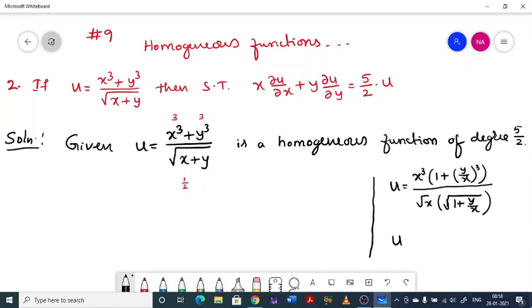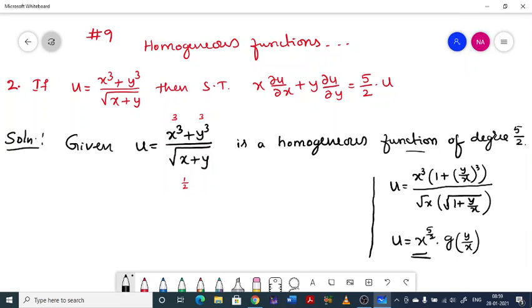Now u equals x cube divided by x power 1 by 2. That will be x power 3 minus 1 by 2, which is actually x power 5 by 2, into whatever term you get here, that you can call g of y by x. That is a function in the variable y by x. So u is a homogeneous function of degree 5 by 2. So u equals x cube plus y cube divided by square root of x plus y.